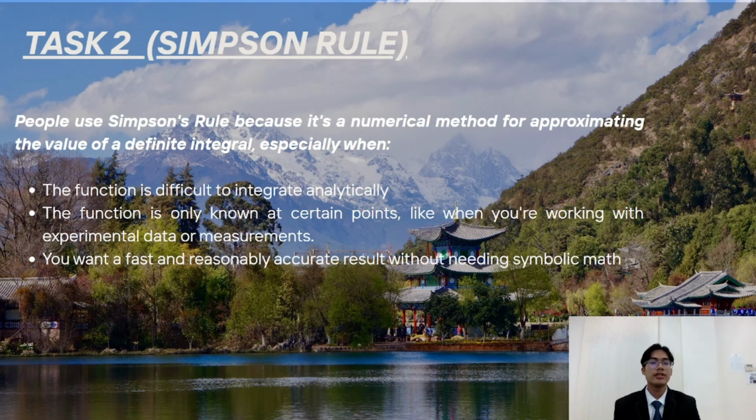So next, we move on to task 2, which is Simpson's rule. Why do people use Simpson's rule in the first place? People use Simpson's rule because it's a numerical method for approximating the value of a definite integral, especially when the function is difficult to integrate analytically, or the function is unknown at certain points, like when you're working with estimated data or measurements, and if you want a fast and reasonably accurate result without needing symbolic math.